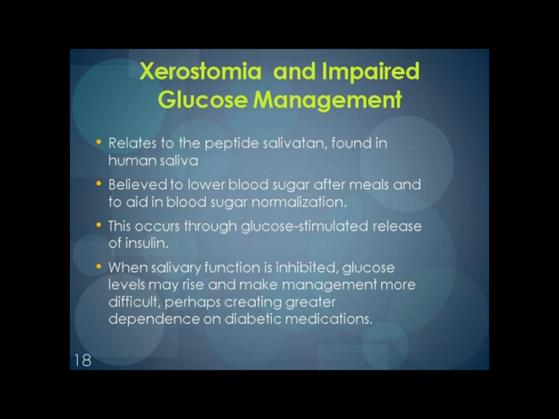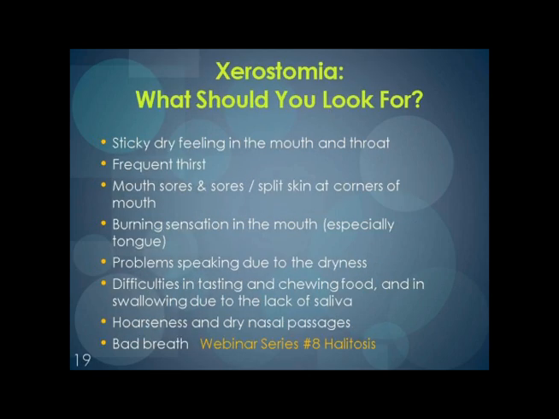Impaired glucose management relates to the peptide salivaparin found in human saliva, which is believed to lower blood sugar after meals and to aid in blood sugar normalization. This occurs through glucose-stimulated release of insulin. So when salivary function is inhibited, glucose levels may rise and make management more difficult, perhaps creating even greater dependence on diabetic medication. So what should we be looking for?